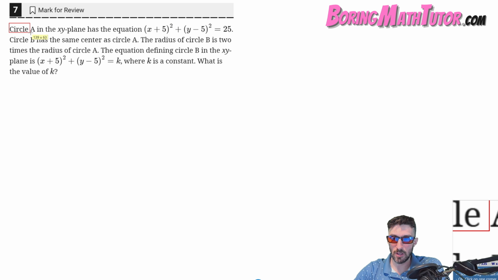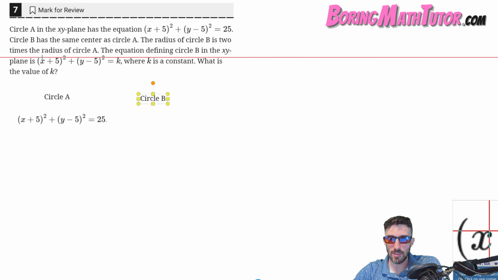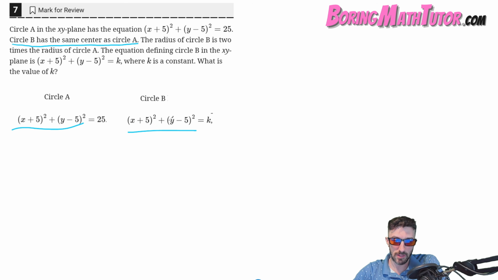All right, here they are telling us we got circle A. It's got this equation. And then they're talking about circle B. And they're saying it's got this equation. But they also told us that circle B has the same center. Okay, well, if you knew anything about the circle equations, you could have been able to figure that out from the equations. But the radius of circle B is 2 times the radius of circle A.